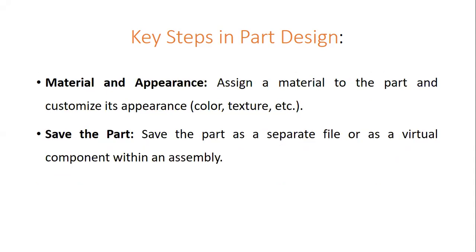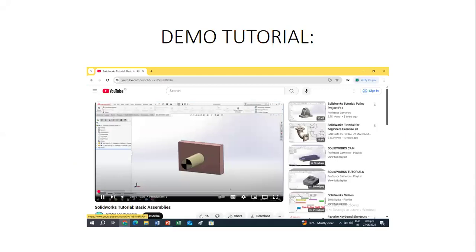the part. And materials and appearances, assign a material to the part and customize its appearance in terms of color and texture. And finally, save the part as a separate file or as a virtual component within an assembly. These are the key steps carried out in the part design. Now let us see a demo tutorial how to perform a part design using the SolidWorks tool.